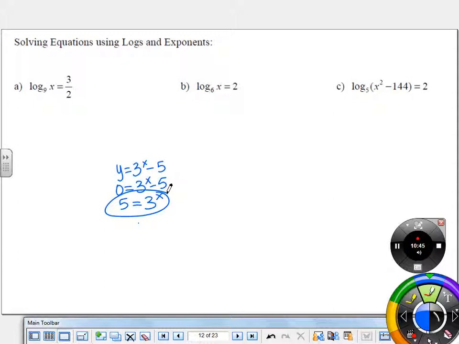I'm going to change what they look like. If it doesn't seem solvable the way it's written, rewrite it in the other form. And I'm talking about logs and exponents. So this is a log. If I don't know what I should put for x to get 3 over 2, rewrite it.